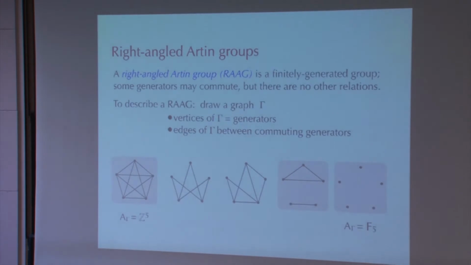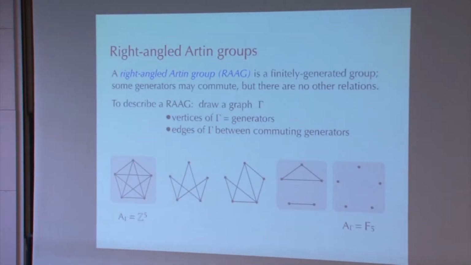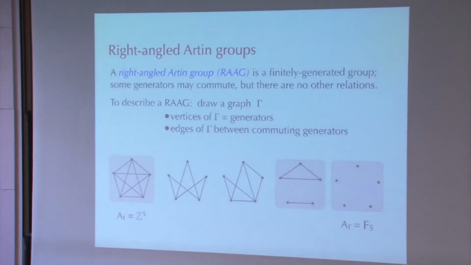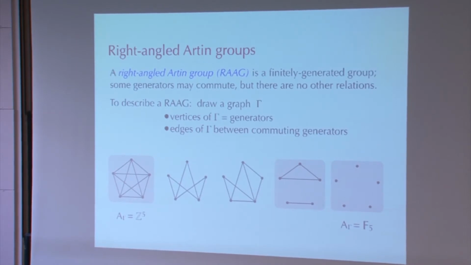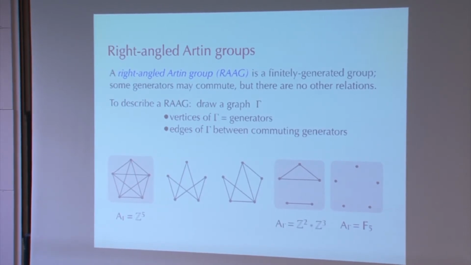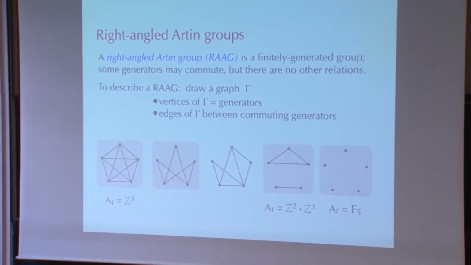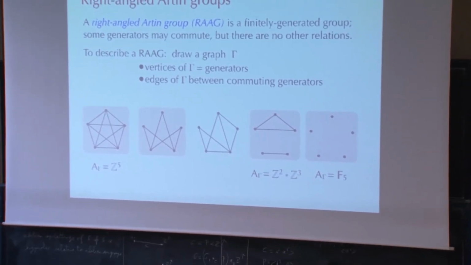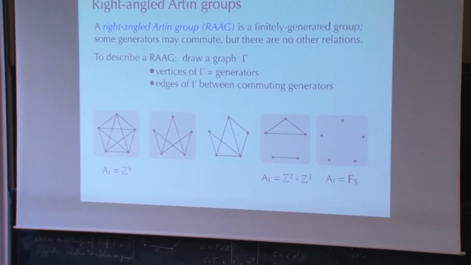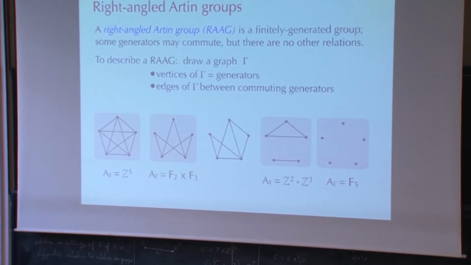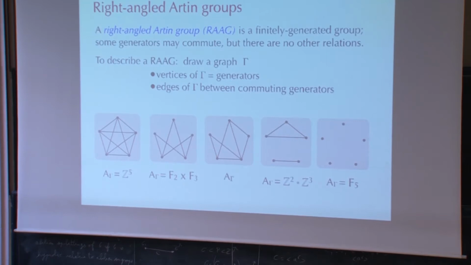Right, here we have two connected components. We've got a free abelian group on top and a free abelian group on bottom. And so you get the free product of those two. On the left, you have a free group on top and a free group on the bottom, and they commute with each other, so you get a direct product. And in the middle, you have a graph, and you have a group.